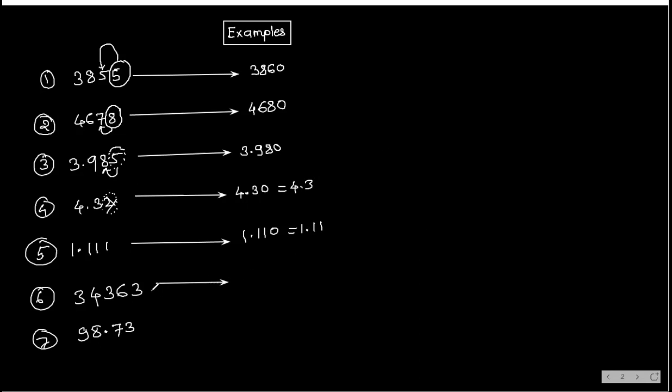34360. You see here also the last digit is less than 5 and the before digit is even, so no need to add, just 34360. Okay, and the last one you see, 98.70. Again less than 5, so eliminate, so 98.70, or you can say 98.7. Understood? Any doubt?